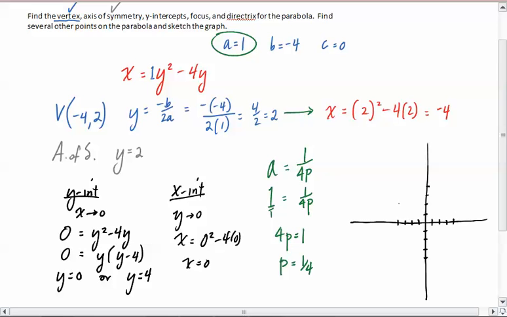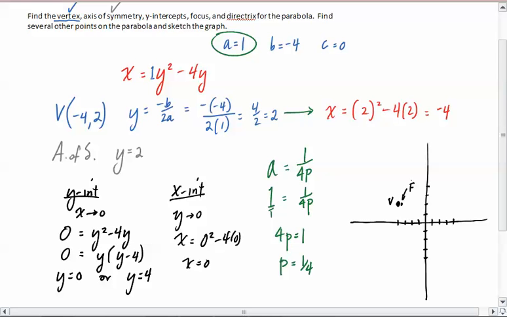So I'm going to go negative 4, 2 is my vertex. There it is. I know that this thing opens to the right. Okay, if it opens to the right, now this is what's going to help me find my focus. If my focus is a fourth away from my vertex and it opens to the right, then my focus has to be right here. Okay, so this right here, that's my focus, a fourth away.